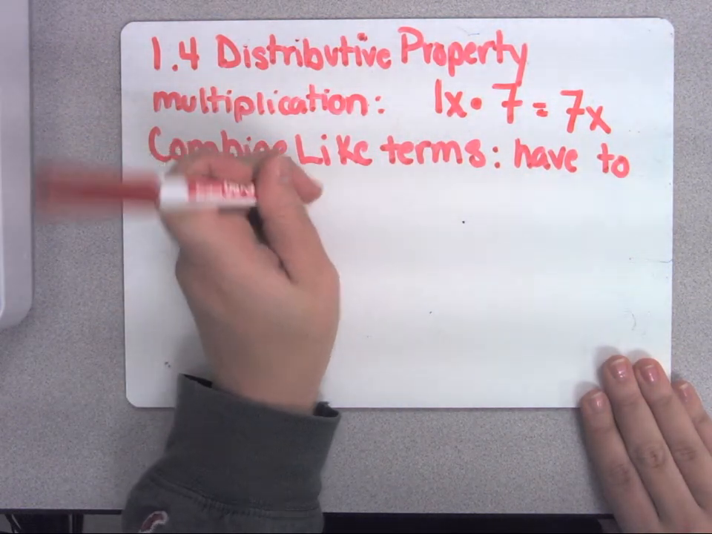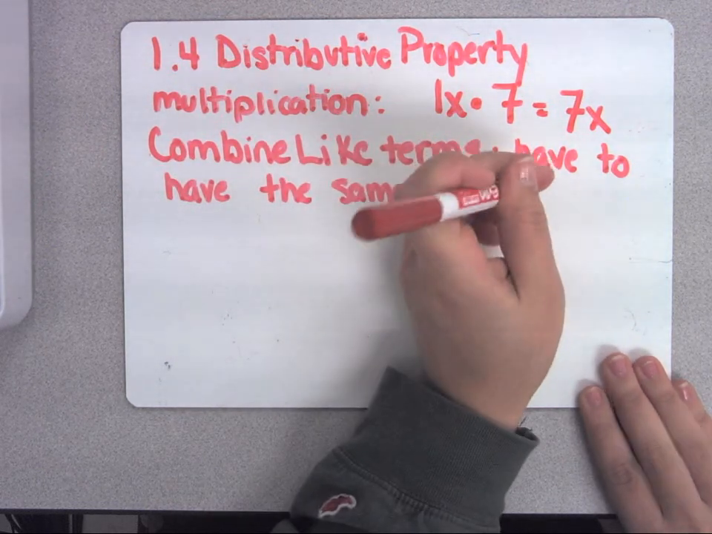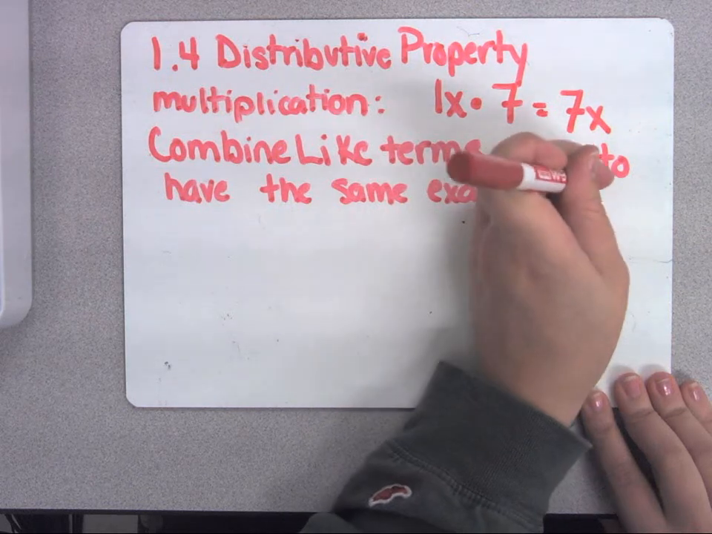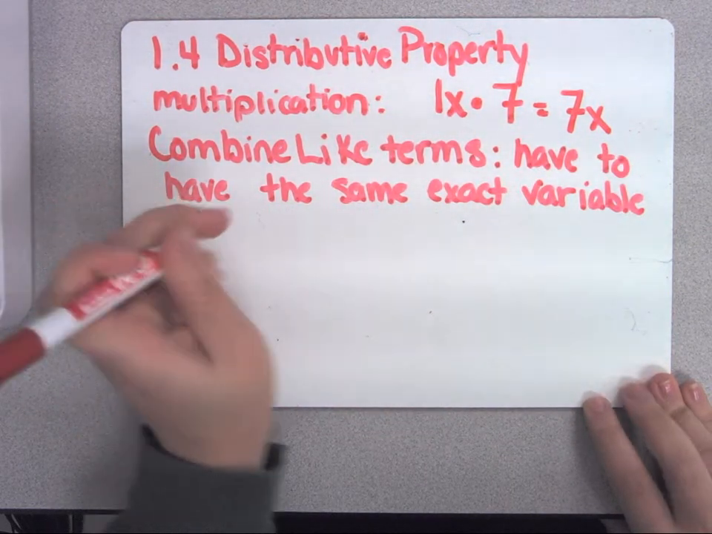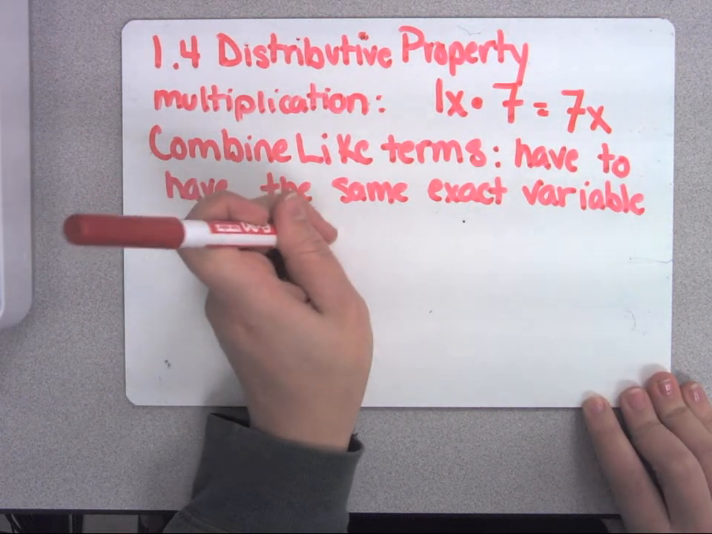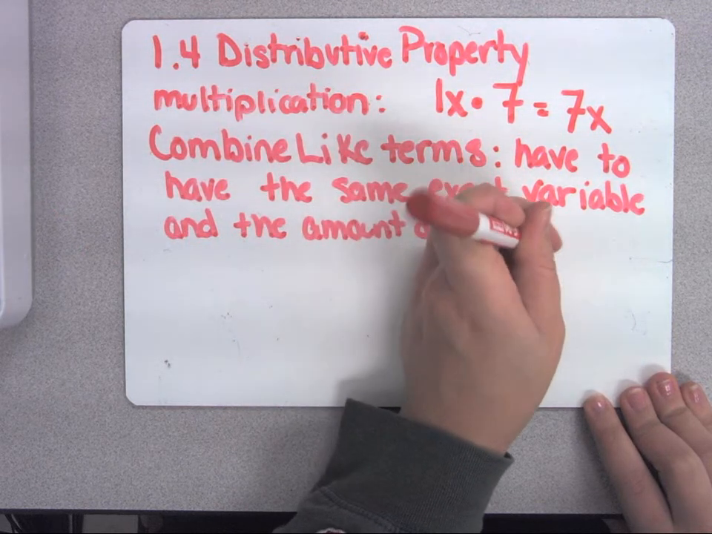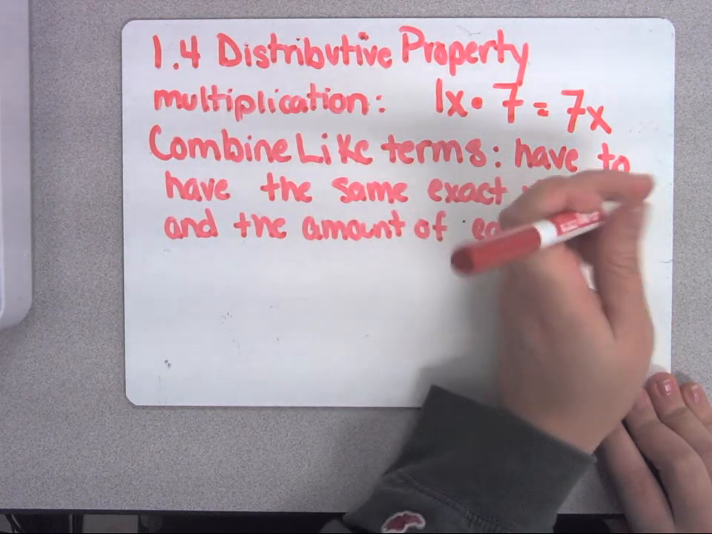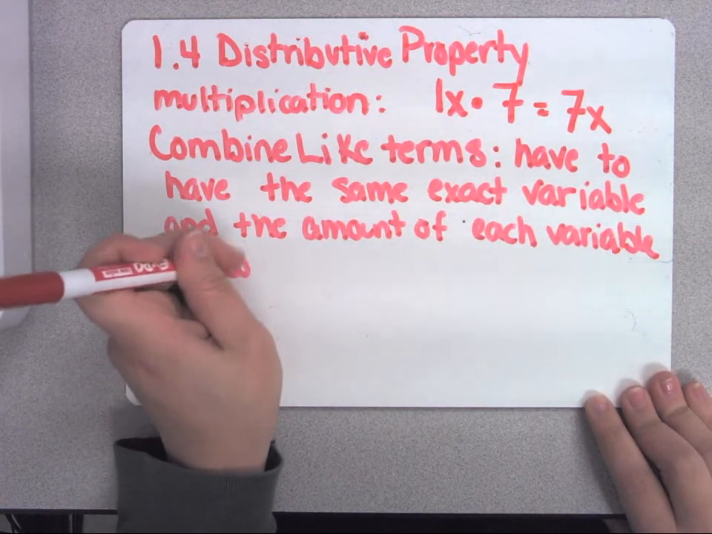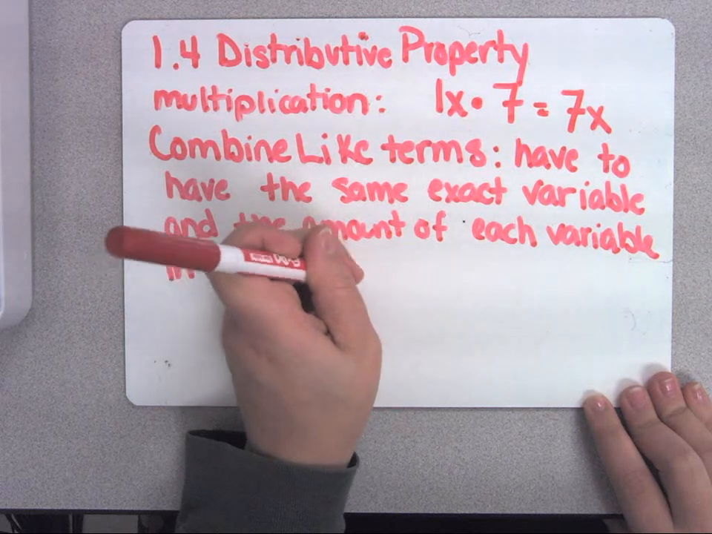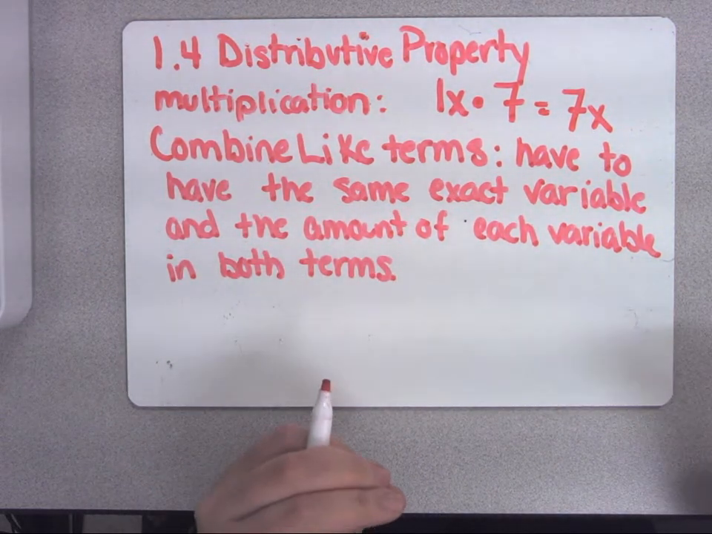the same exact variables and the same amount of each variable in both terms. So both terms we want to add together, they have to have the same exact variable and the same amount of those variables, right?